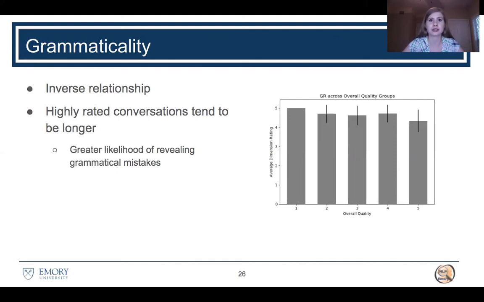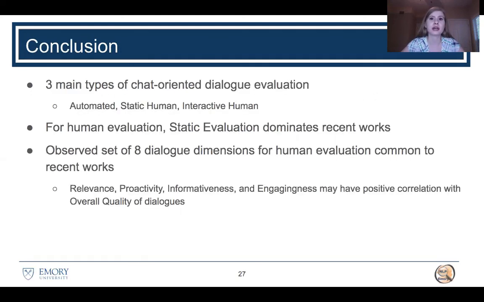So that brings us to the end of this talk, where we have presented an analysis of current evaluation protocols for chat-oriented dialogue systems. So to highlight the main points, we found that there are three primary types: automated, static human, and interactive human. And we observed that across recent human evaluations, there seem to be 8 dialogue dimensions that are commonly used and commonly applicable. Of these 8, we found that relevance, proactivity, informativeness, and engagingness seem to have the strongest positive correlation with overall quality of dialogues, although this is only a preliminary observation and something we plan to explore more in future large-scale user studies. So with that, we're at the conclusion of this talk, and I would like to thank you for listening.